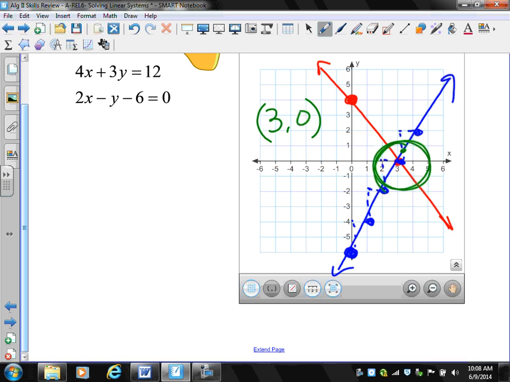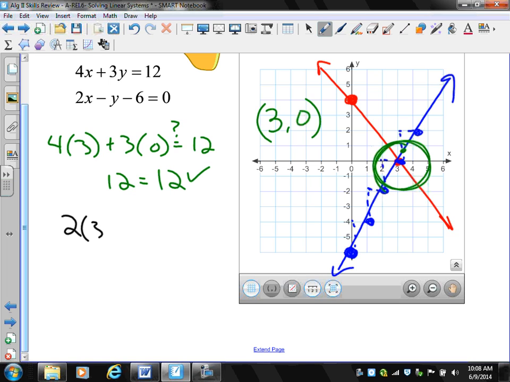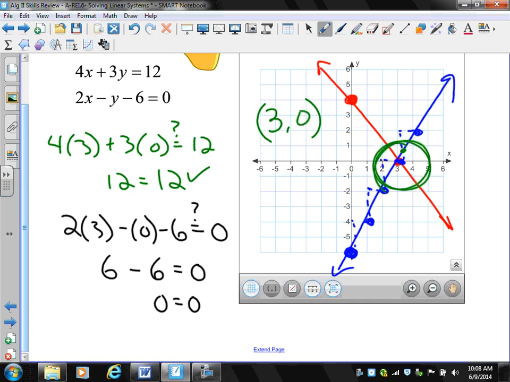So my first equation: is 4 times 3 plus 3 times 0 equal to 12? I get 4 times 3 is 12, equals 12. Well, that's true. So 3, 0 certainly works in my first equation. Let's see if it works in the second. So 2 times 3 minus 0 minus 6, does that equal 0? Well, I get 6 minus 0 minus 6. Yeah, I get 0 equals 0, right? So not only is that approximate because we used the graph, I actually checked it, and it works out. We actually have the solution of 3, 0 exactly, as it turns out.